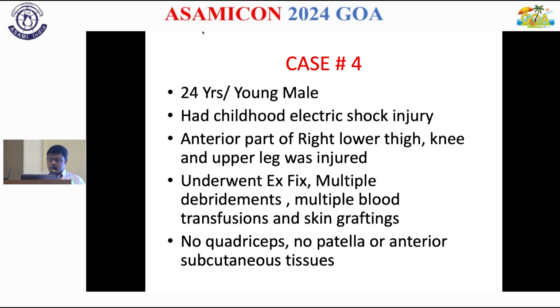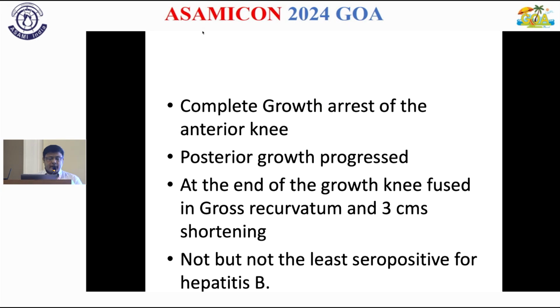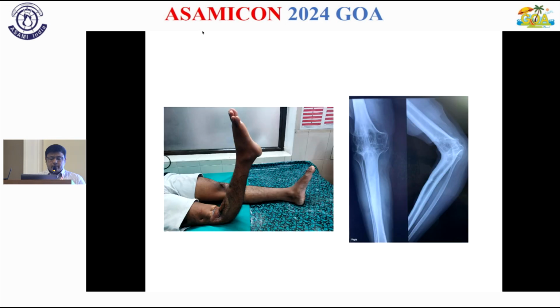Only skin grafting and bone was there anteriorly. Complete growth arrest of the anterior knee. Posterior growth progressed. At the end of the growth, the knee fused in gross recurvatum and 3 centimeters shortening. Last but not the least, he is seropositive for hepatitis B also. In seropositive cases, doing Ilizarov is very risky for the surgeon and the assistant on the table. We have to be careful. So this was the situation after his complete growth arrest.